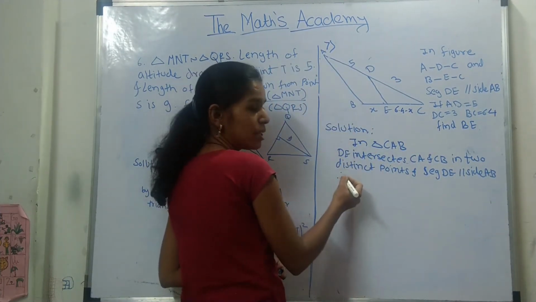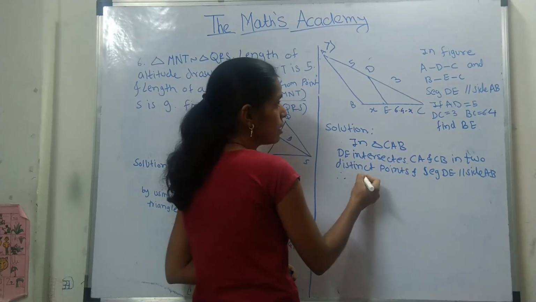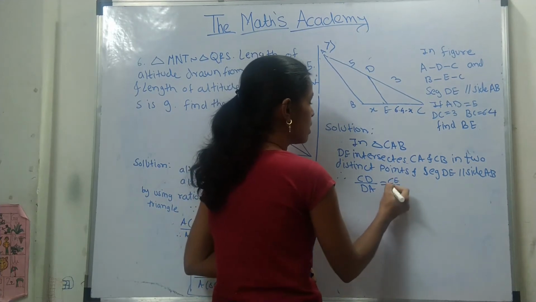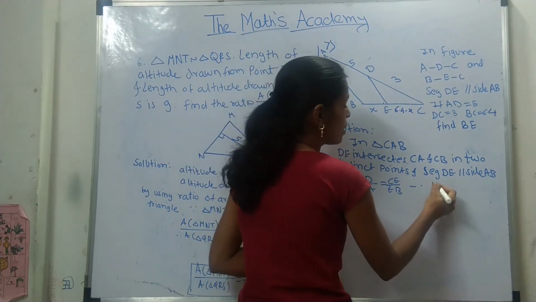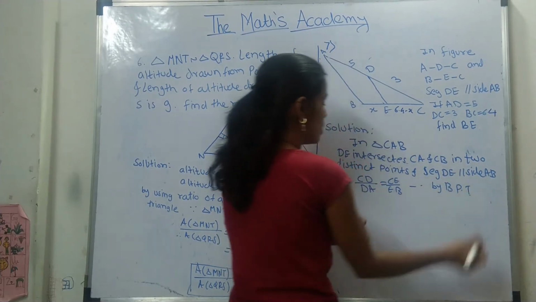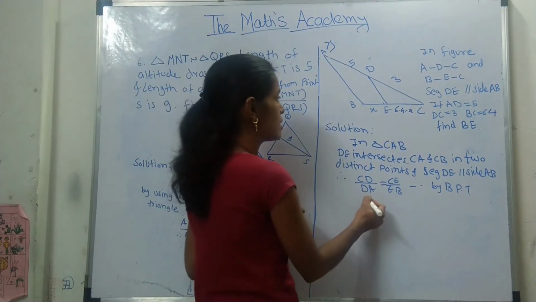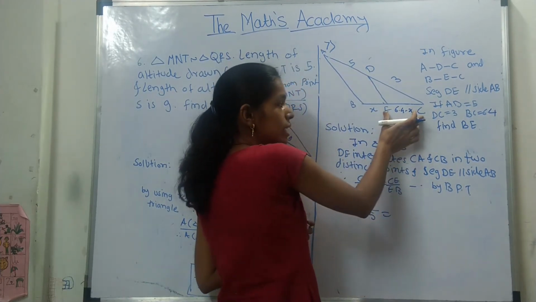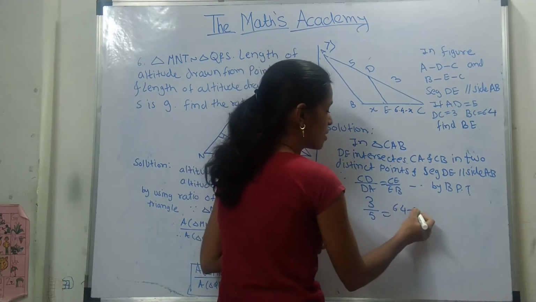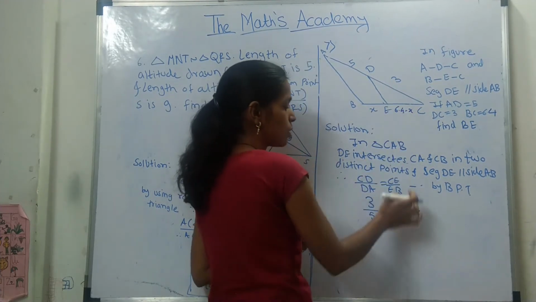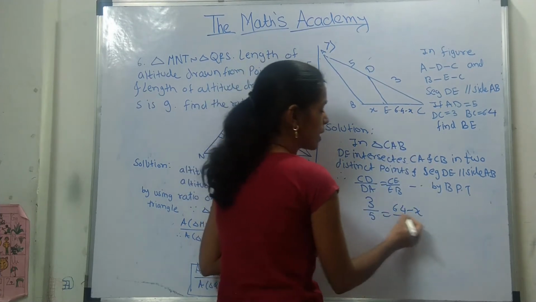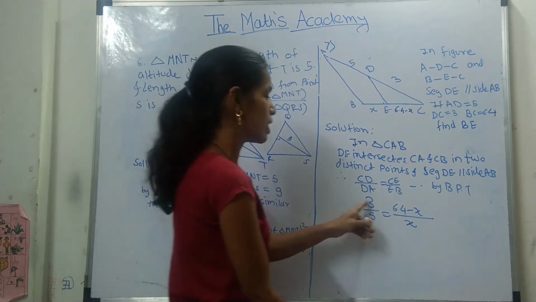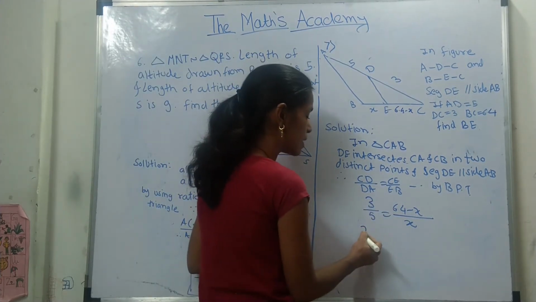Therefore, by using BPT, we will get here CD upon DA is equal to CE upon EB. Now substitute the value of CD, it is 3. Substitute the value of DA, it is 5. CE we will consider as 6.4 minus x because the whole BC is 6.4. So CE will be 6.4 minus x and EB we have considered as x. Now, by cross multiplication, we can solve this. 3 multiplied by x, that is 3x.